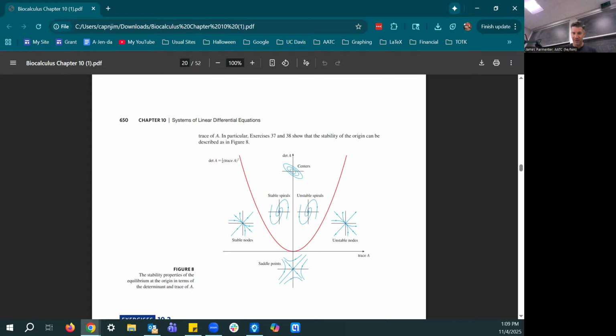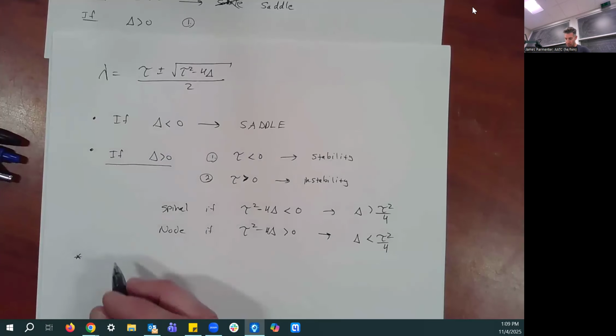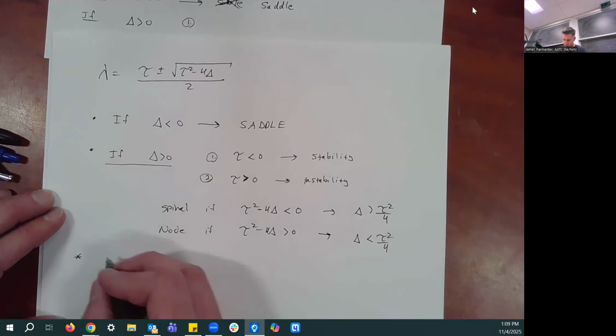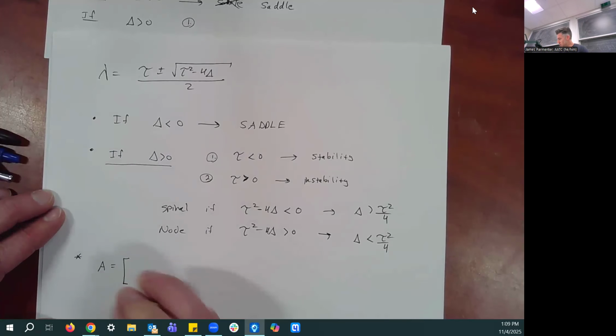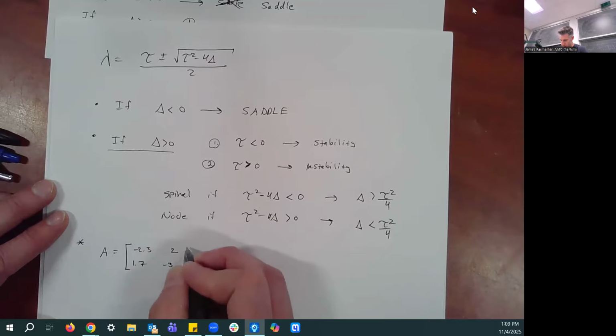All that to point out that in this previous problem that we had way back here, our matrix looked like this. So just a reminder, back to the point. Oh, sorry, you can't see what I'm writing. One second here. It still might not make this problem much easier to deal with, but let's take a look anyway. So looking back at our matrix, which was negative 2.3, 2, 1.7, negative 3.